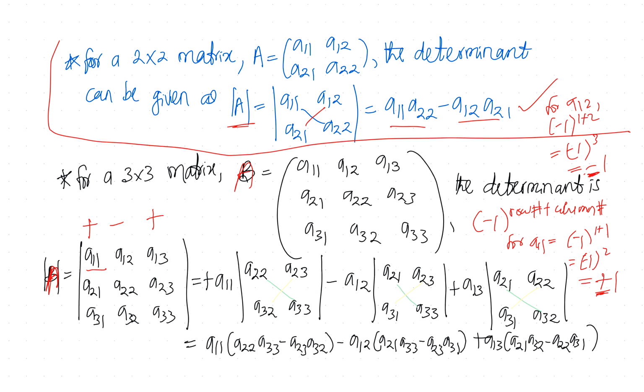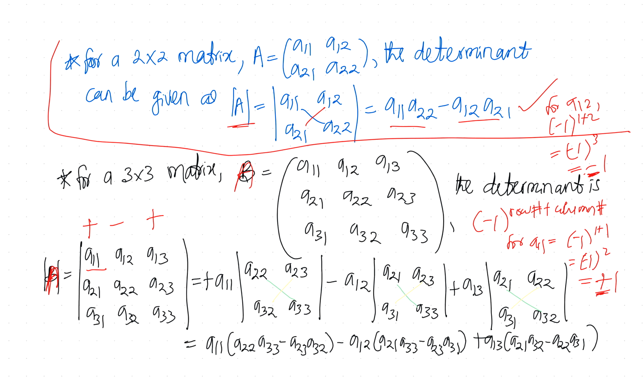So to find the determinant, in 2 by 2, we just multiplied A11 and A22, and then subtracted A12 times A21. And that was easy. But here, because we have a 3 by 3 matrix, things become a bit more complicated. So that's why the signs now are important.